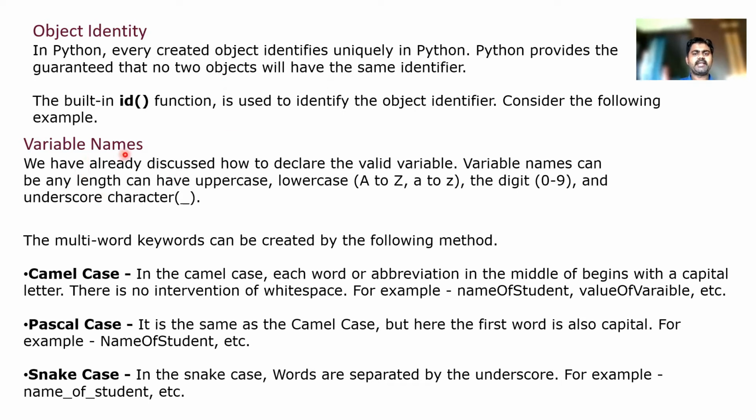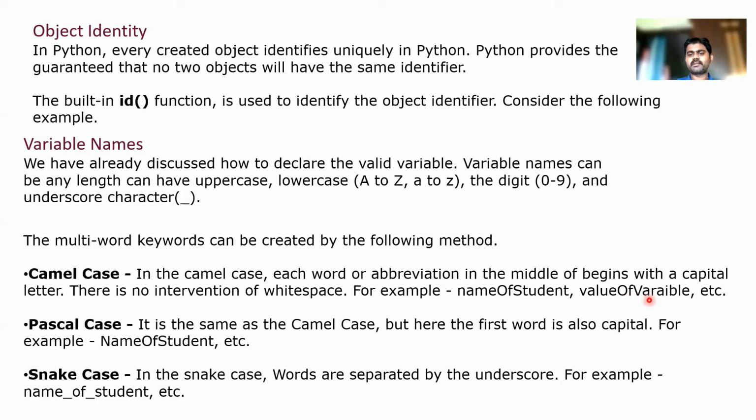So next is variable names. As I said, variable names can be given in different styles, like camel case, Pascal case, snake case. Multi-word names can be created by the following methods. In camel case, each word or abbreviation in the middle begins with a capital letter. For example, nameOfStudent. The middle words will start with a capital letter. So valueOfVariable. If you see, the first v is lowercase, and after that the other words start with uppercase.